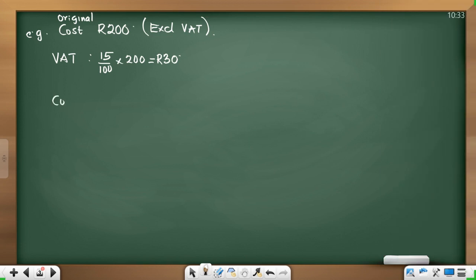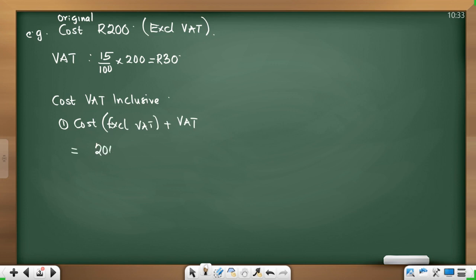Now, what is the cost VAT inclusive? There are two ways of doing this. Number one is to say the cost VAT exclusive plus the value added tax amount itself. So it is 200 plus 30, and that would give us 230.